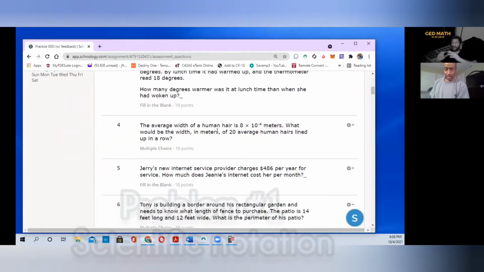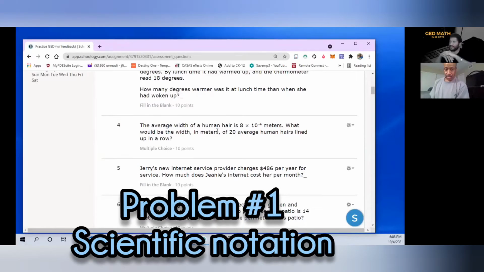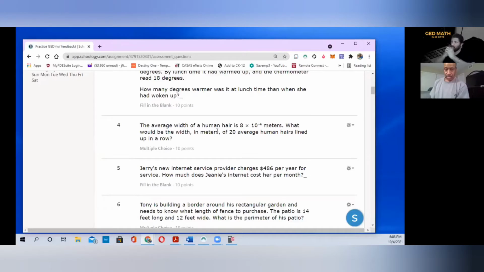The average width of a human hair is 8 times 10 to the negative 4th meter. What will be the width in meters of 20 average human hairs lined up in a row? Can anybody explain, first of all, human hairs, 8 times 10 to the negative 4th? Oh my God, that just sounds hard. This is actually one of the easiest problems on your exam.